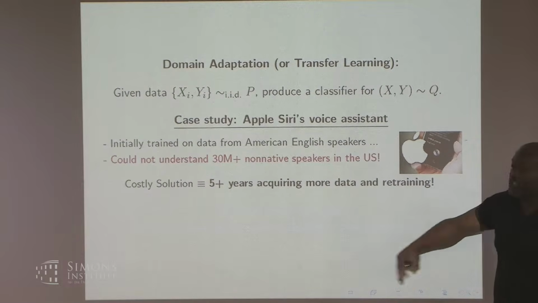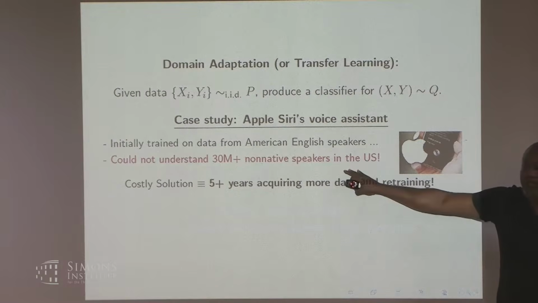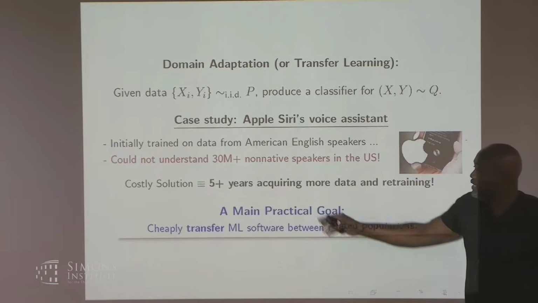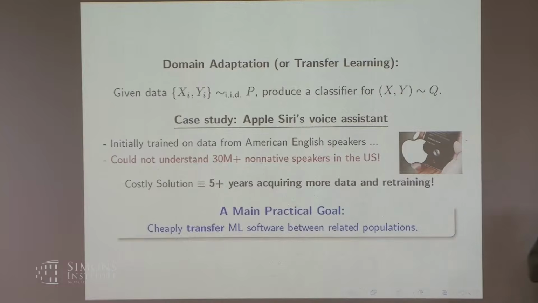And what is the solution? Apple is doing much better now. What Apple had to do was acquire a lot more data over time, and retool these algorithms to start doing better on the general population. And so the problem in transfer learning is how to reduce this cost, how to quickly do well on the target distribution by extracting the most information possible from the source distribution. I hope that's clear to everybody.